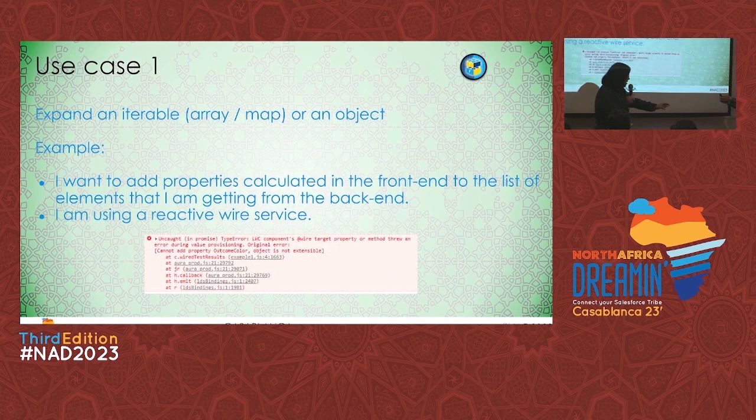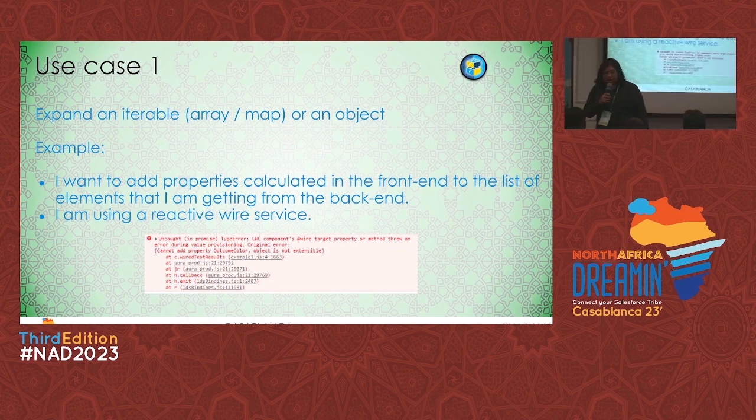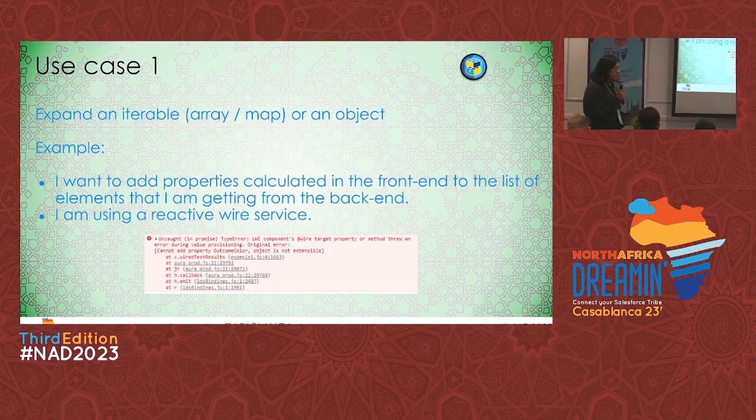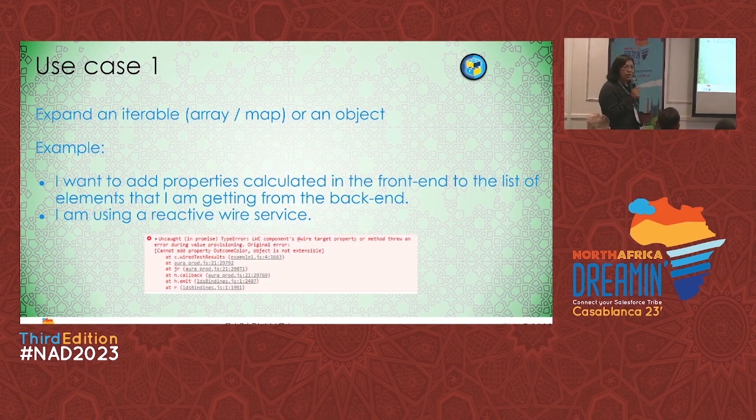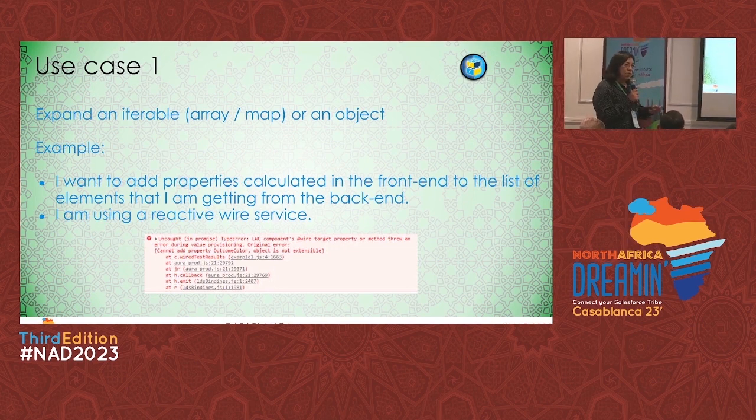Okay, the first use case is when you need to expand an iterable. This might be an array, a map, or an object. In Lightning Web Components, an example is where you want to add properties in the front end, in the JavaScript, to the elements that you are bringing from the back end, from Apex, for example. This is very important when you use reactive wire services, because reactive wire services are read-only. So if you want to add properties on the fly, you might get an error like the one you will see here in red.